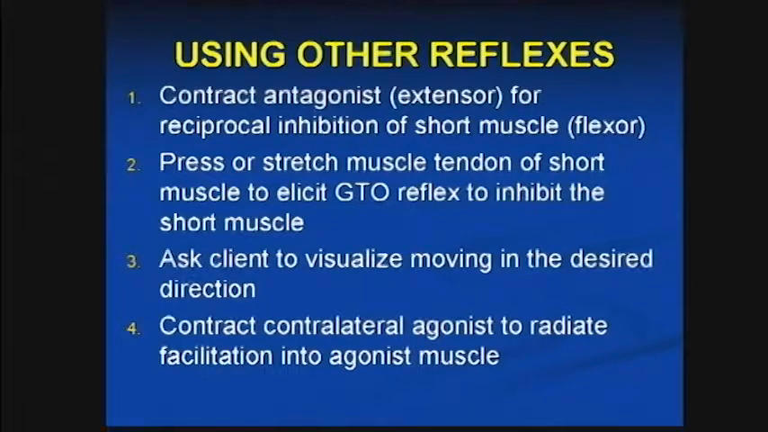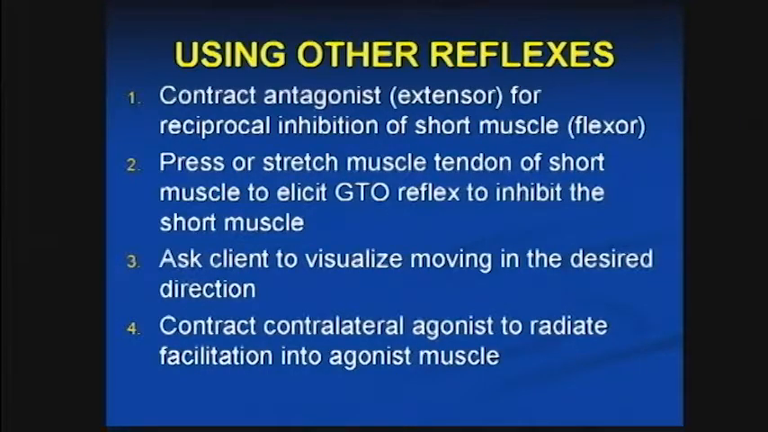The other trick I mentioned earlier: press on the tendon of the muscle that's short. So press on those elbow flexor tendons at the elbow. As you put pressure on the tendon, the GTO reflex inhibits the flexors, which lets you go through more movement. How about just asking the client to visualize? I want you to picture your arm straightening out as straight as it could possibly be.